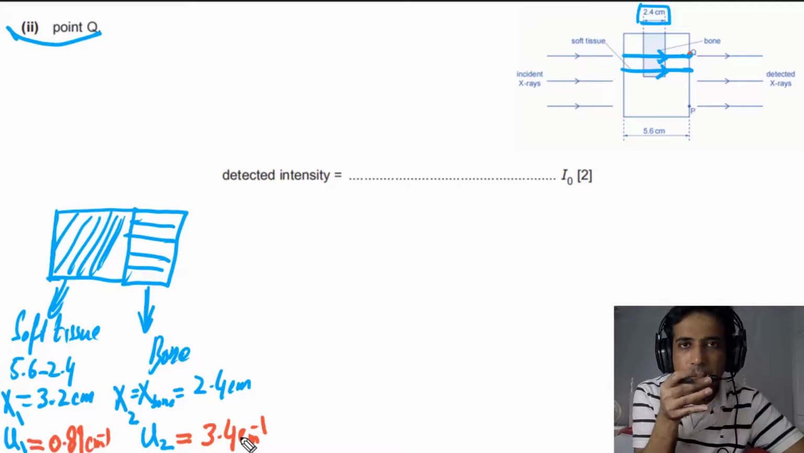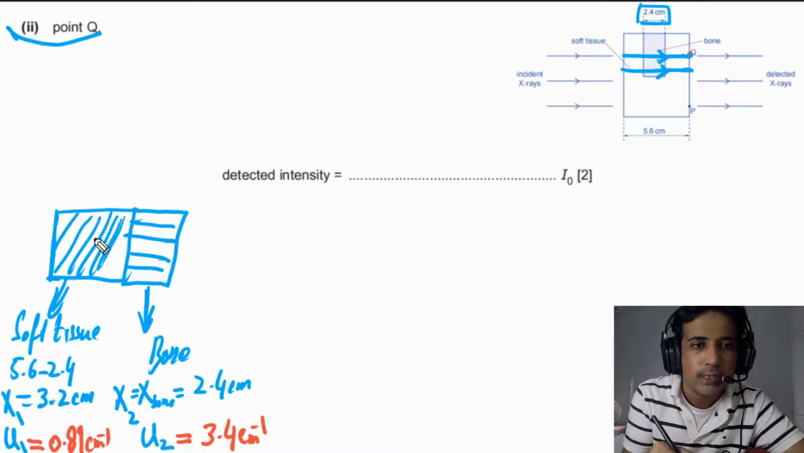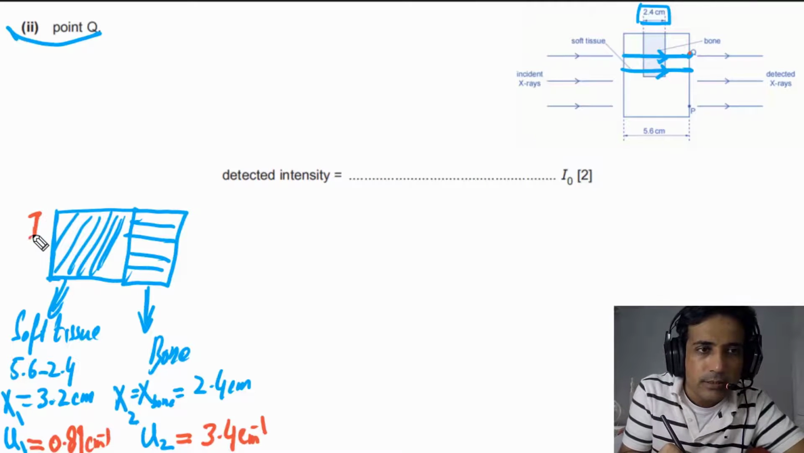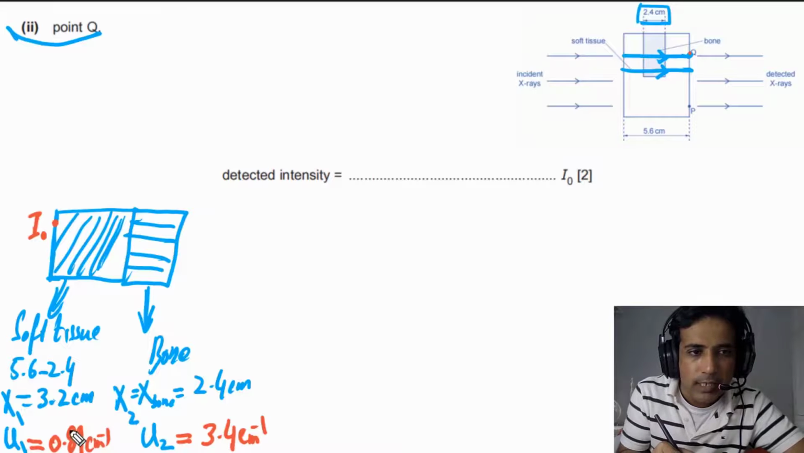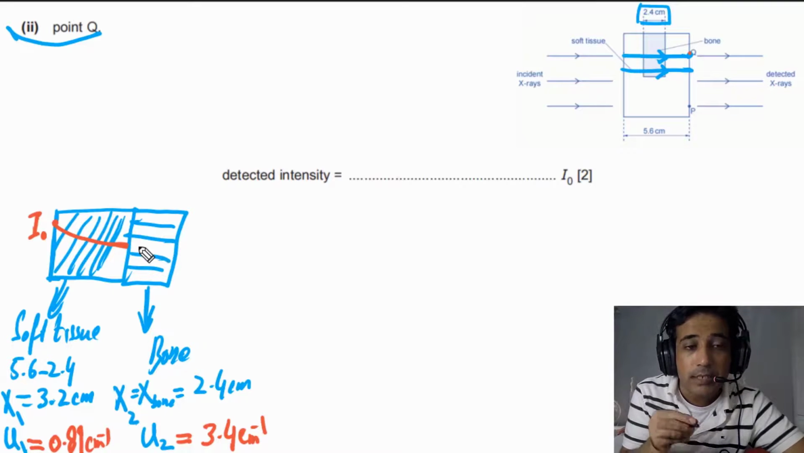Now we have the value of x and the value of mu, so we can calculate intensities. It is also given that the incident intensity is I0. When X-rays pass through the soft tissues, as the value of mu is small, they will decay slowly. But bone has a high value of mu, so they will decay quickly.